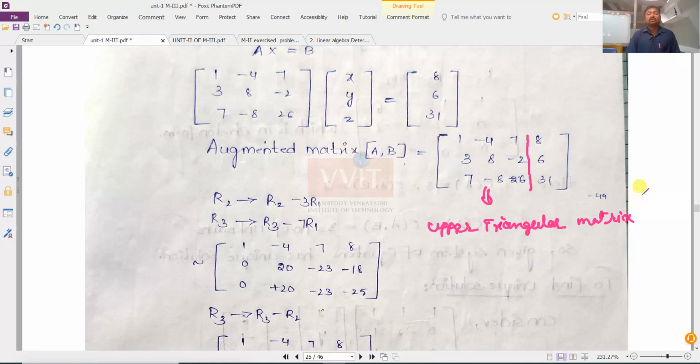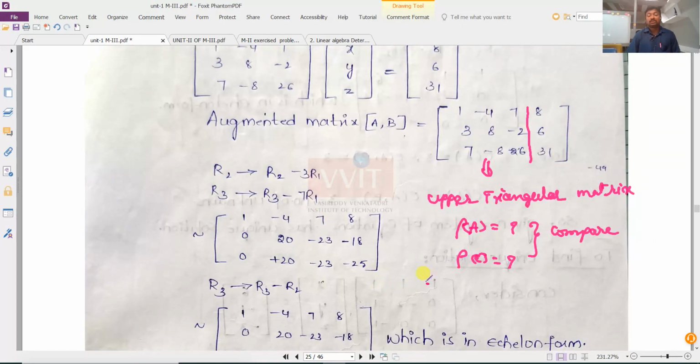Once it is converted to upper triangular matrix, then we need to check the rank. Rank of A is how much, and rank of C is how much. Then by comparing these two, depending upon the comparison, we need to draw the conclusion: a solution exists or not. If it exists, is it unique or infinitely many? That's what we need to check.